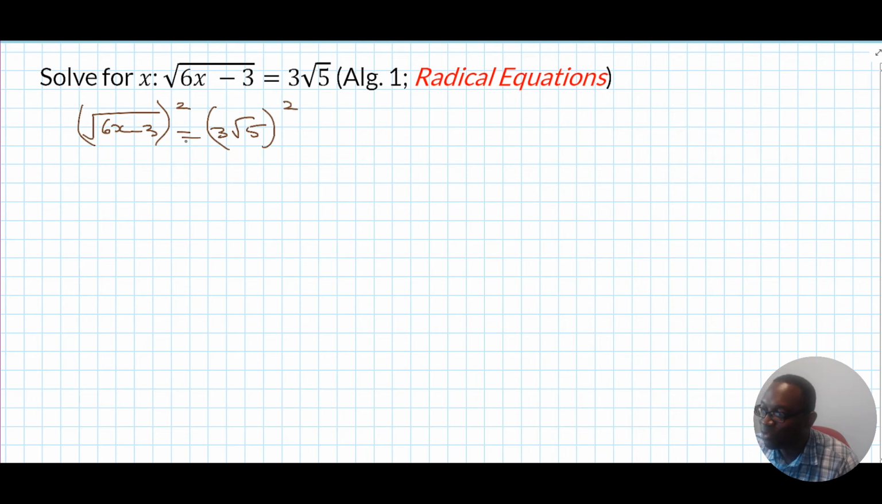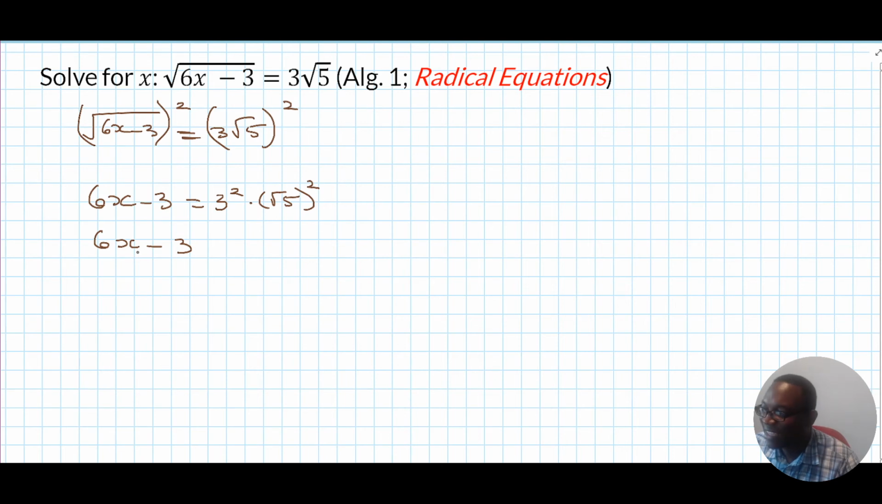And remember, in math, when you have an equal to symbol, whatever you do on one side, you must do on the other side, otherwise it's going to throw you off. So here we have the square root of 6x minus 3. When you square that, all it does is remove the square root sign. So you now have 6x minus 3 equal to, and in this case, you have to square every single part of this radical. So this is going to be 3 squared multiplied by the square root of 5 squared.